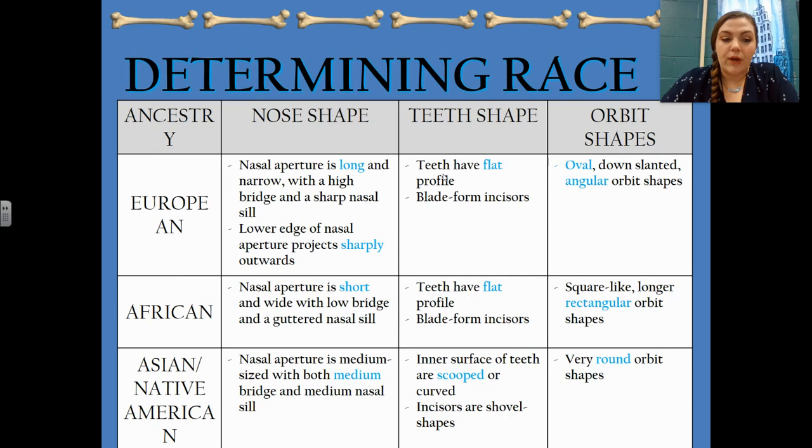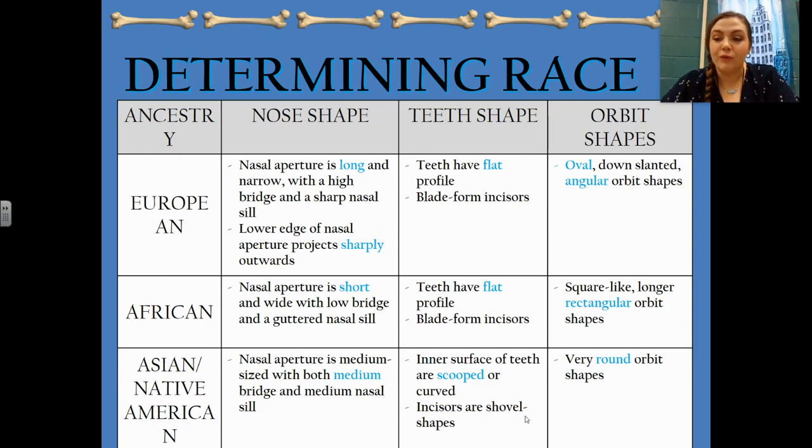And then for teeth shape, okay, so we're back to European. Teeth have a flat profile, blade form incisors. So we have sharper incisors for European descent, and the teeth have a flat profile. I'll show you pictures. It's hard to visualize, but the way they look on the inside, they're flatter. Now for African descent, teeth have a flat profile as well, and blade form incisors, so that's the same. But when we get into Asian and Native American, the inner surface of the teeth are scooped. So instead of being flat back here, it actually has a scoop. Again, the pictures will make it a lot more clear.